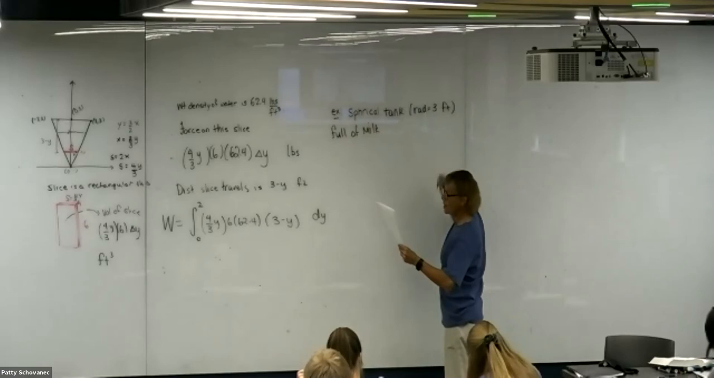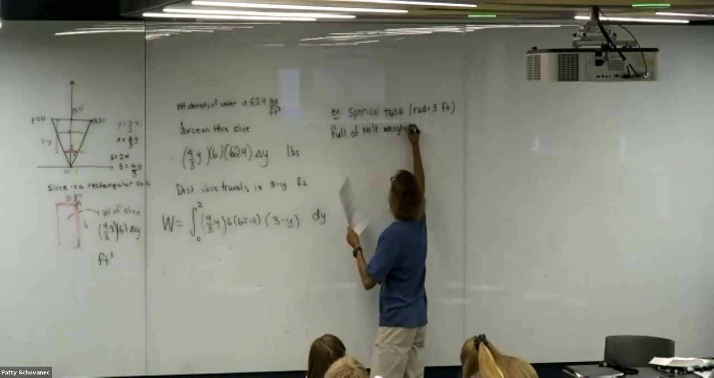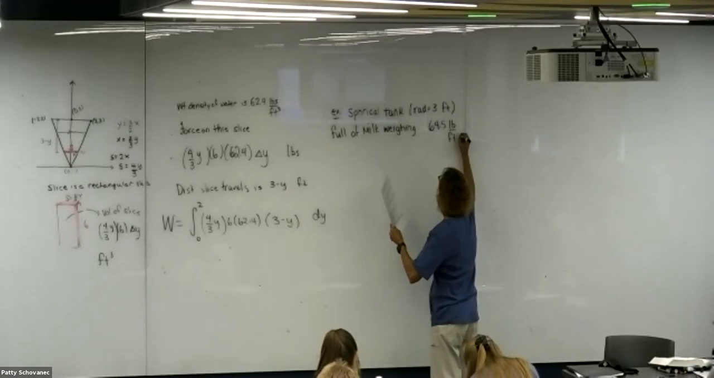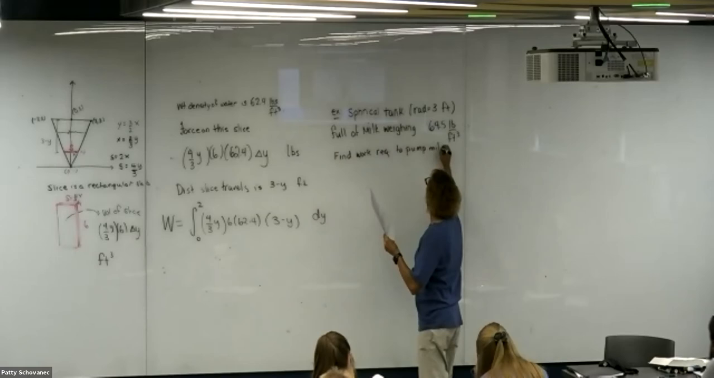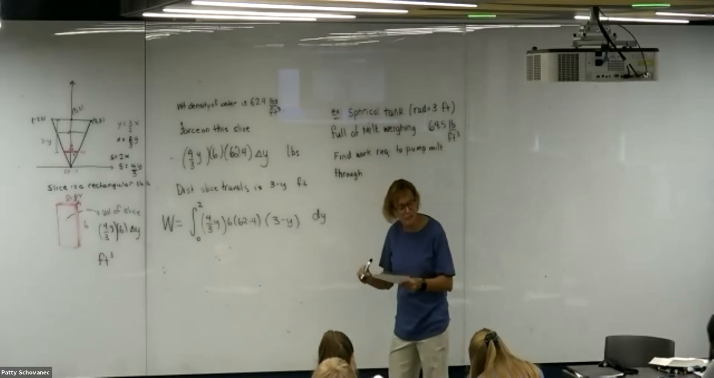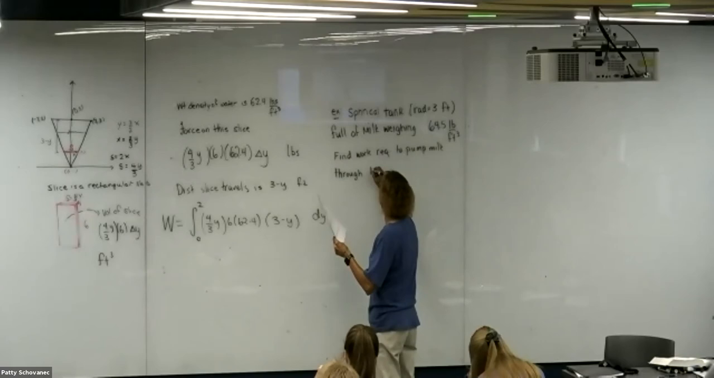And the milk weighs just a bit more than water, 64.5 pounds per cubic feet. We want to find the work required to pump the milk through a dimensionless pipe that has one dimension, it's 1 foot tall. Through a pipe 1 foot tall at the top of the tank.